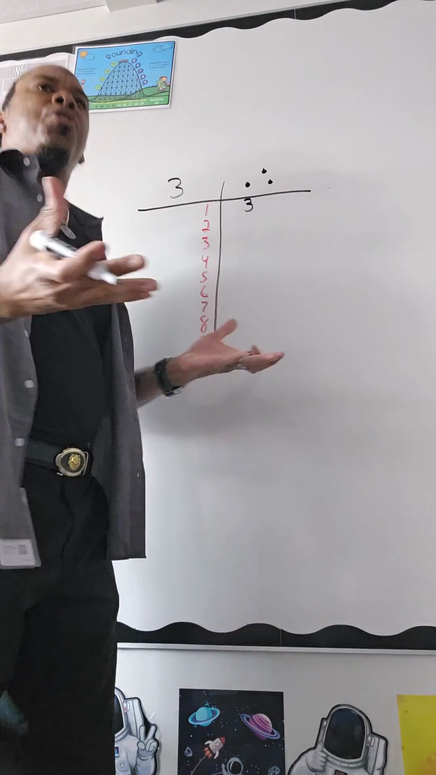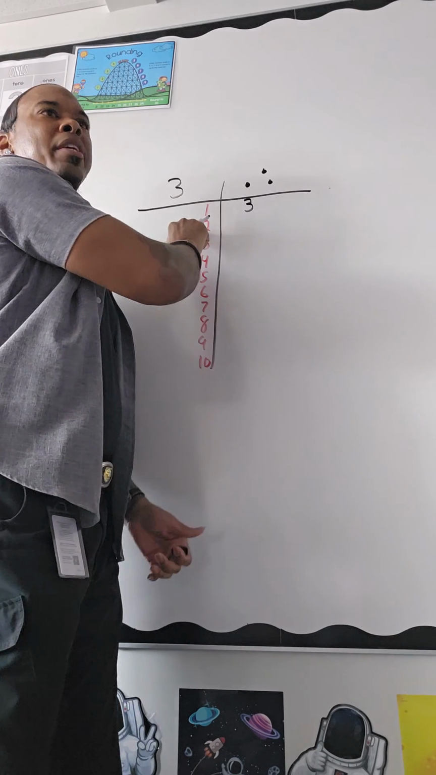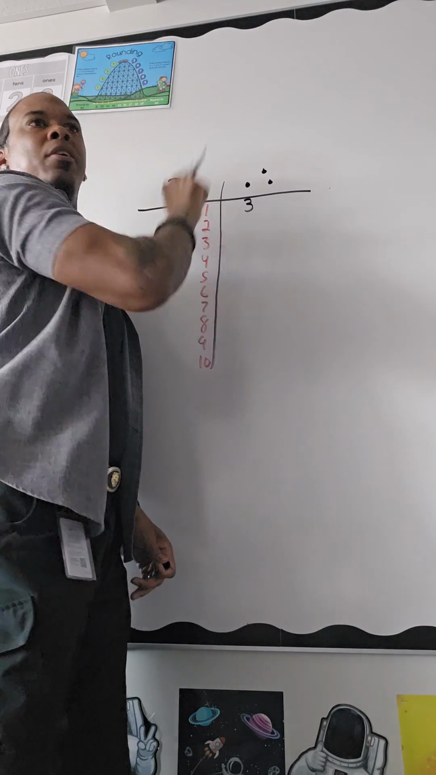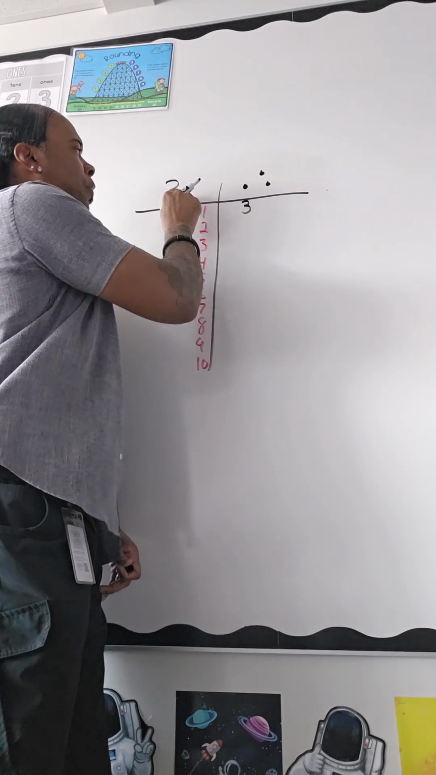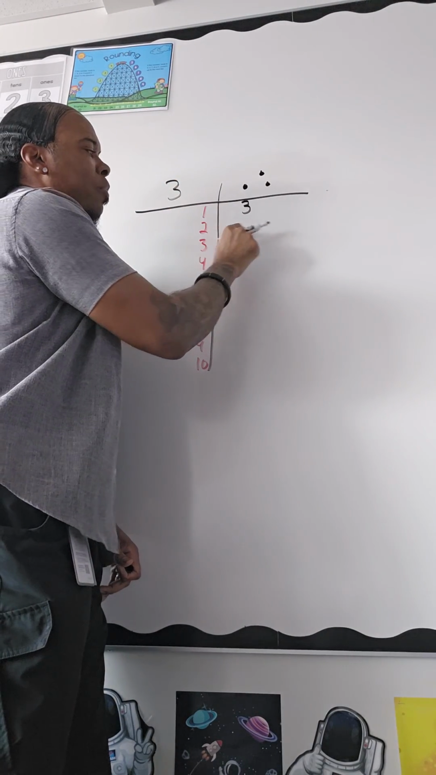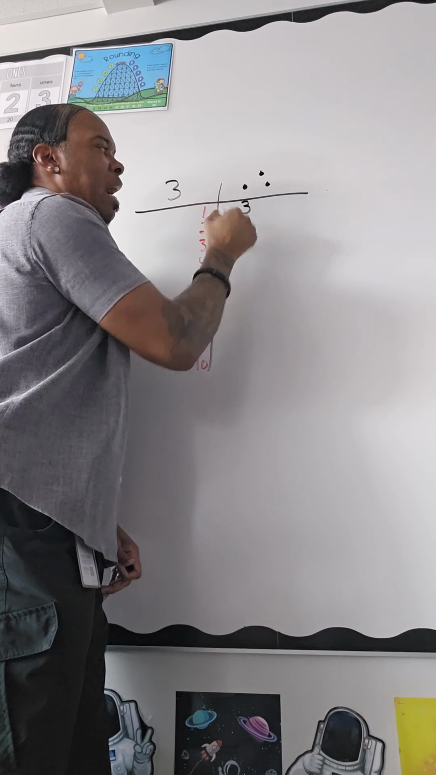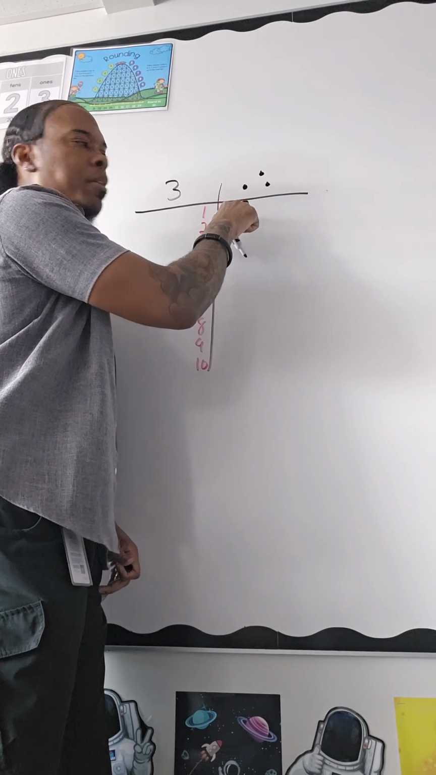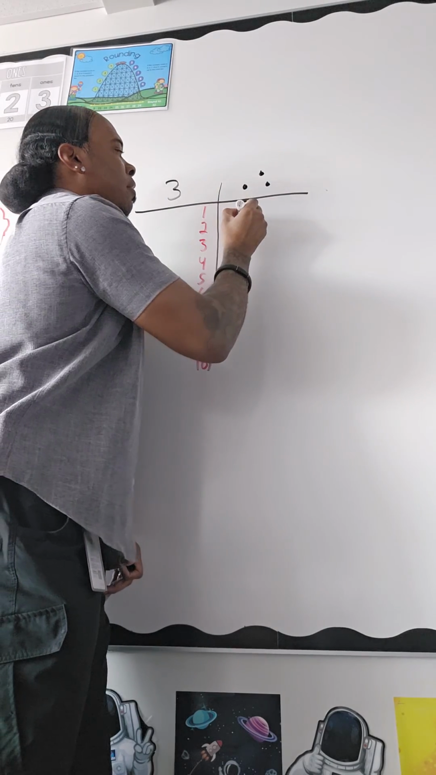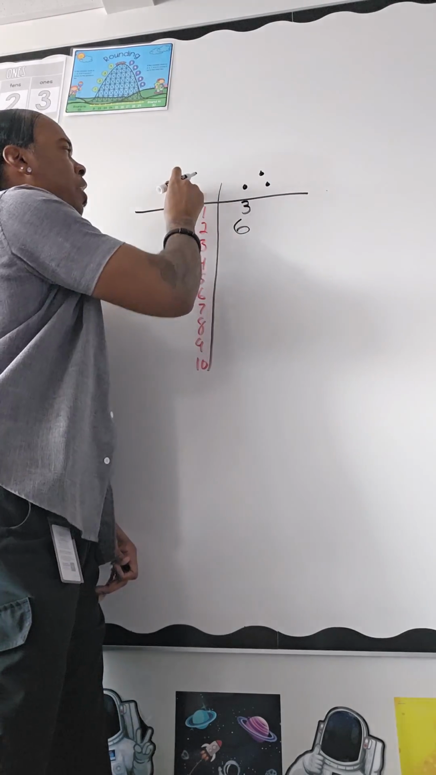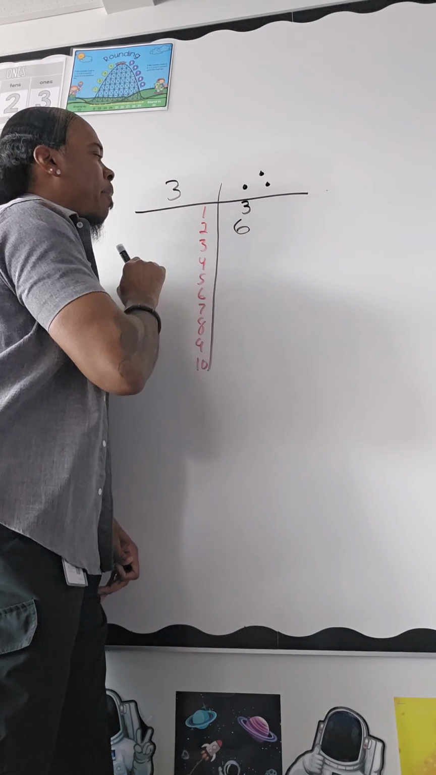Now, if I do not know how to do 3 times 2, what do I need to count? Can somebody tell me? Raise their hand and tell me. I need to count the dots. If I'm trying to figure out 3 times 2, but I do not know it, let me count my dots. But I have to start at the number 3. So 3, 4, 5, 6. Now we know 3 times 2 equals 6, right?